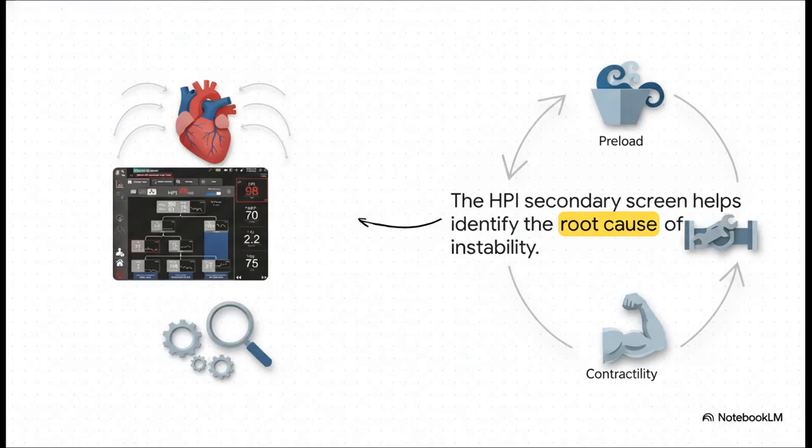And this is that critical secondary screen. This is really where the magic happens. The HPI number told you that a problem is probably on its way. This screen is designed to help you understand why. It breaks down the patient's current hemodynamic state into the 3 fundamental pillars we manage every single day: preload, afterload, and contractility. And it gives you a specific dynamic parameter to assess each one.